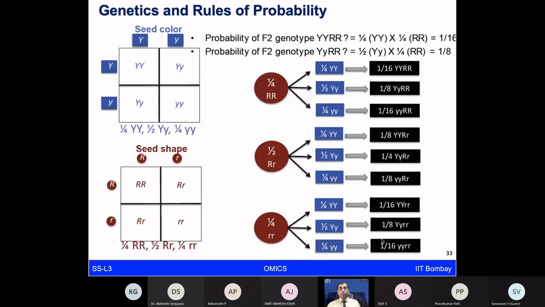In this case, as you recall, we were talking about the seed color and seed shape. So if you just dissect it out and think about one cross, we are only looking at seed color. Seed color is yellow versus green.